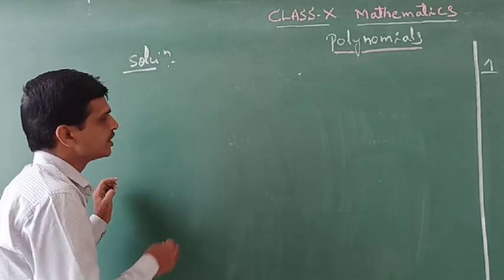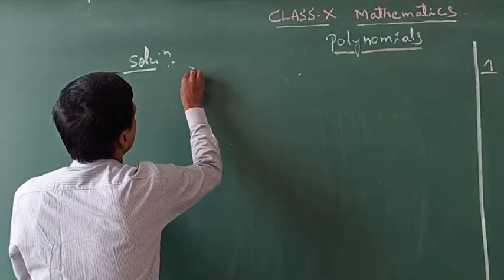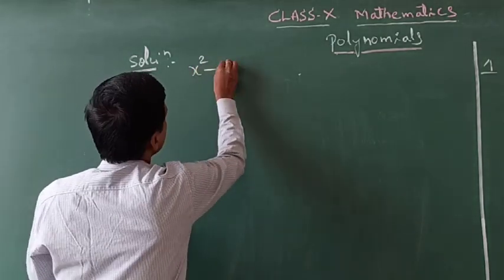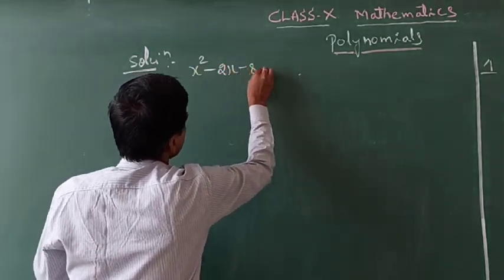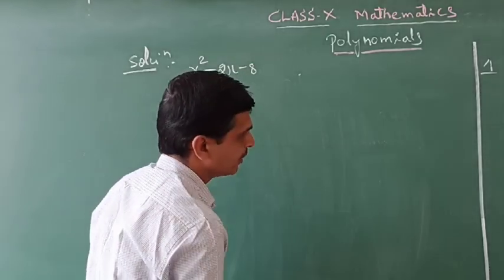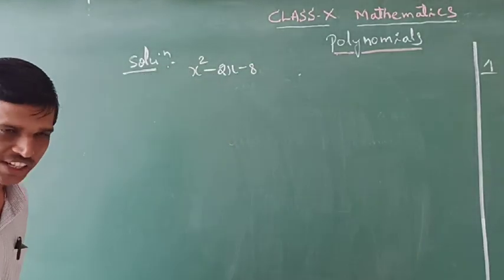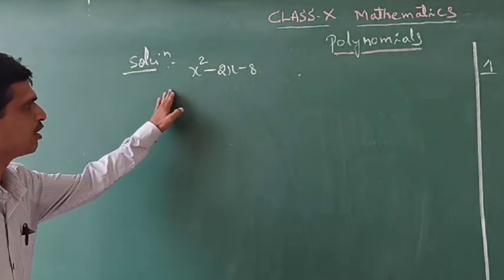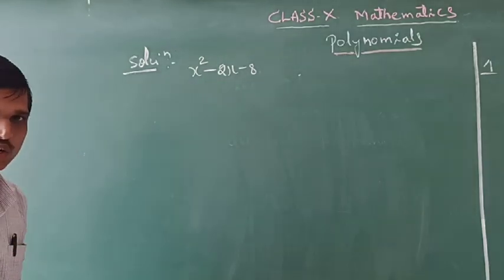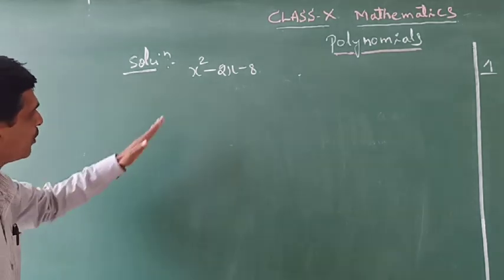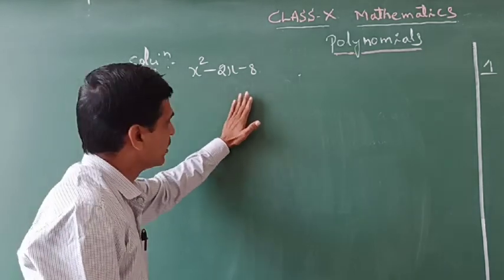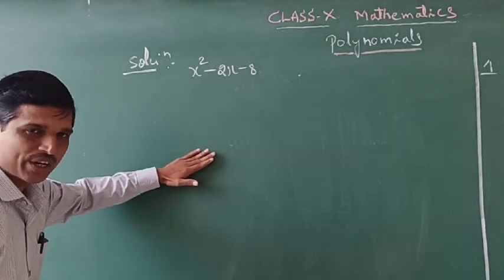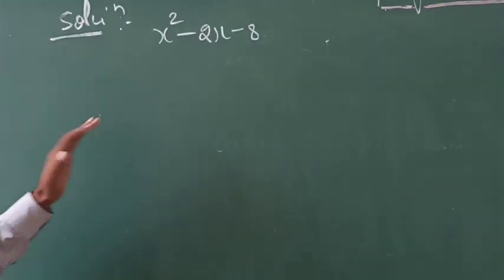Now consider the solution for the first one: x square minus 2x minus 8. Yes, it is of the form ax square plus bx plus c, a quadratic polynomial. So let us take the factors of this polynomial to find the zeros, alpha and beta, and the relations between the sum of the two numbers and the product of the two numbers.